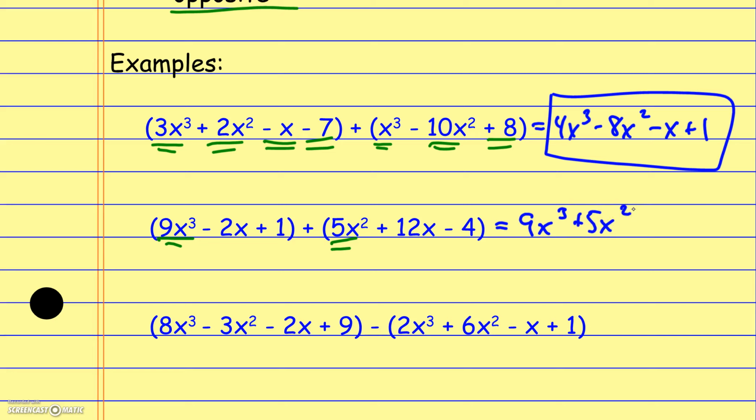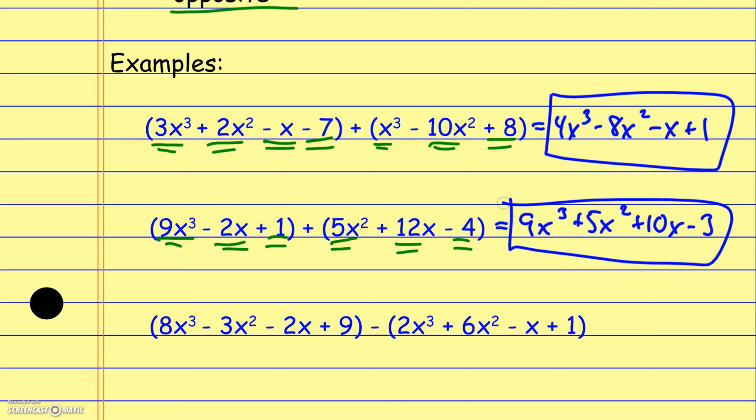All right. Now I can look at the negative 2x and the plus 12x. Those are like terms, so they add to a 10x. And then the 1 and the negative 4 are like terms, and they add to a negative 3. Okay, so I'm just combining those like terms.